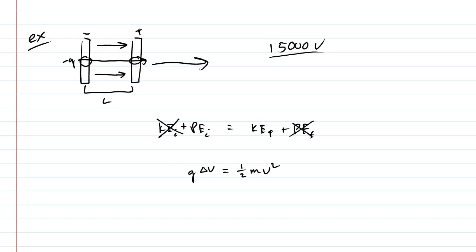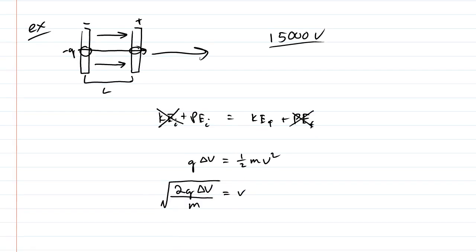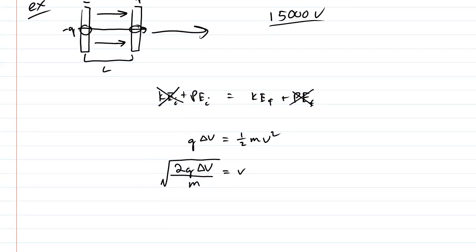What we're going to do now is solve first. So we're going to times by 2, divide by m, square root, and that right there is going to give us the total velocity in the end. So I have to plug in all my numbers. Q is going to be 1.6 times 10 to the negative 19th. The voltage, the volts are going to be 1.5 times 10 to the 4th. And the distance, oh my goodness, I forgot. Or I'm sorry. Not the distance, the mass is going to be 9.11 times 10 to the negative 31.